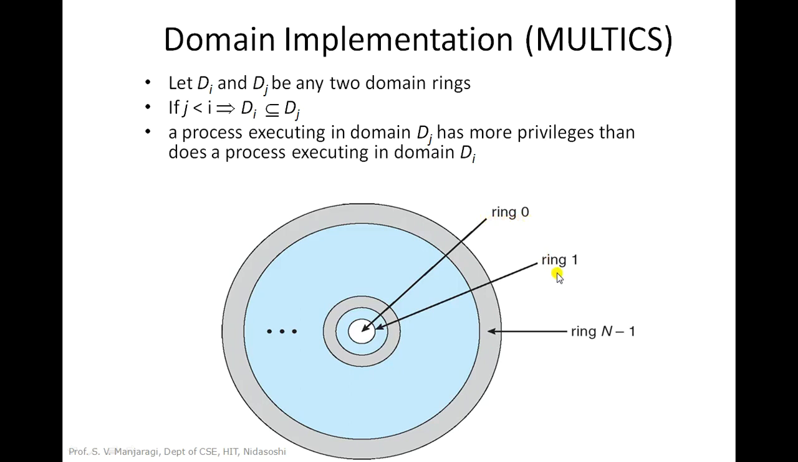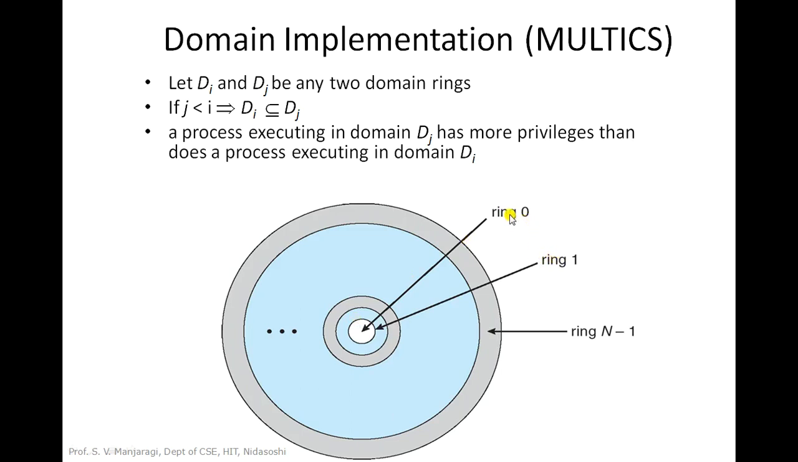Ring 1, sorry, ring 1, we shall take it as i here, that is i is equal to 1. That is the domain 1. It's indicated as ring 1. And Dj, let us take it as ring 0. Here j is 0. So let us compare j with i. Here j is less than i. 0 is less than 1. So ring 0 is less than ring 1. Then ring 0 is a subset of ring 1.